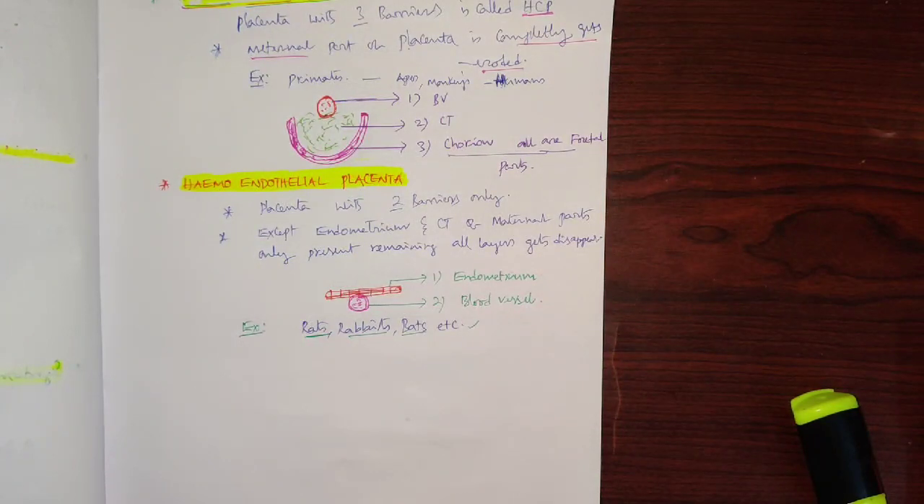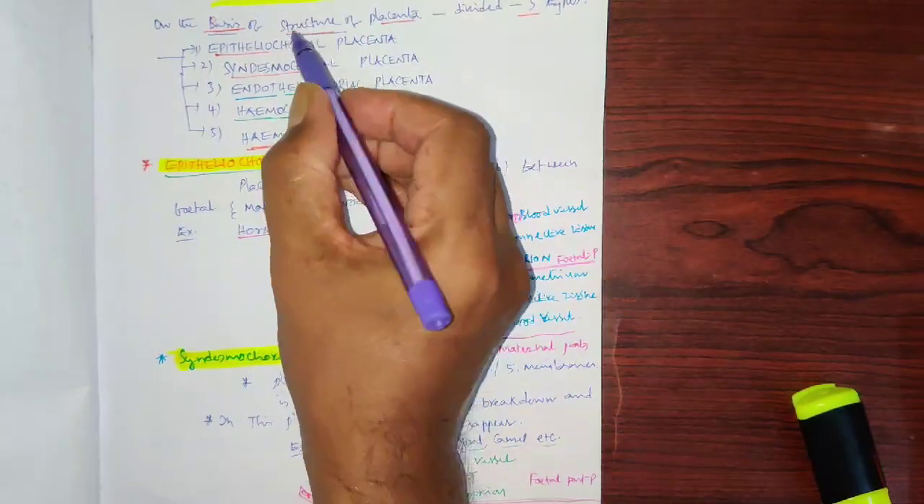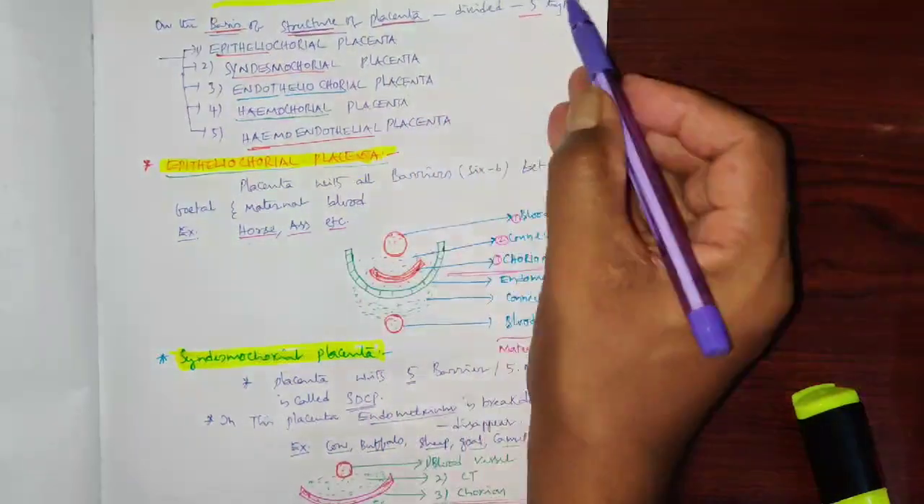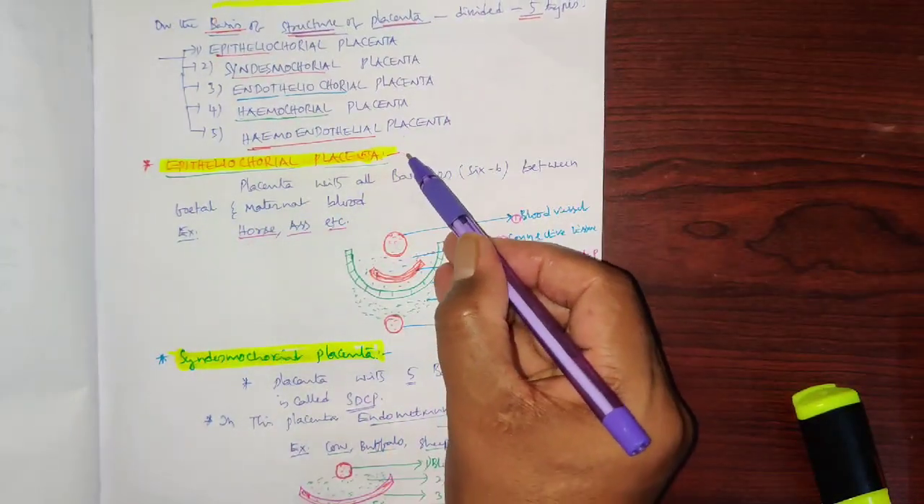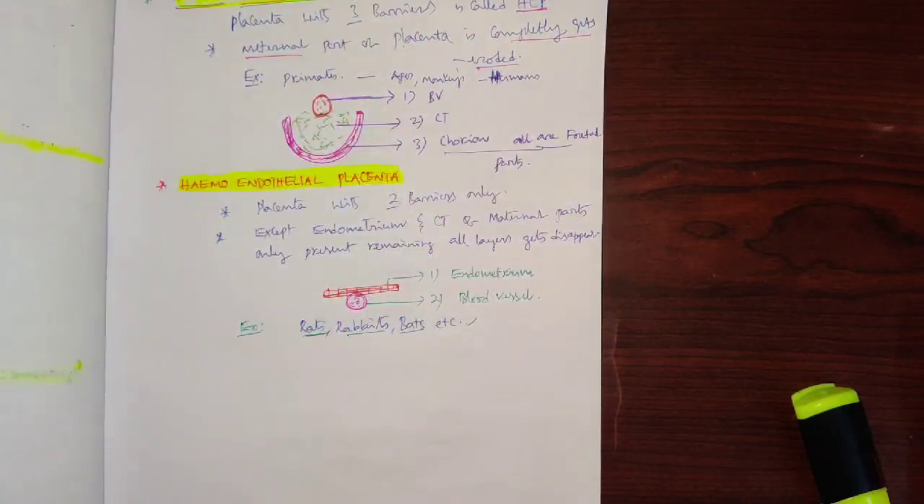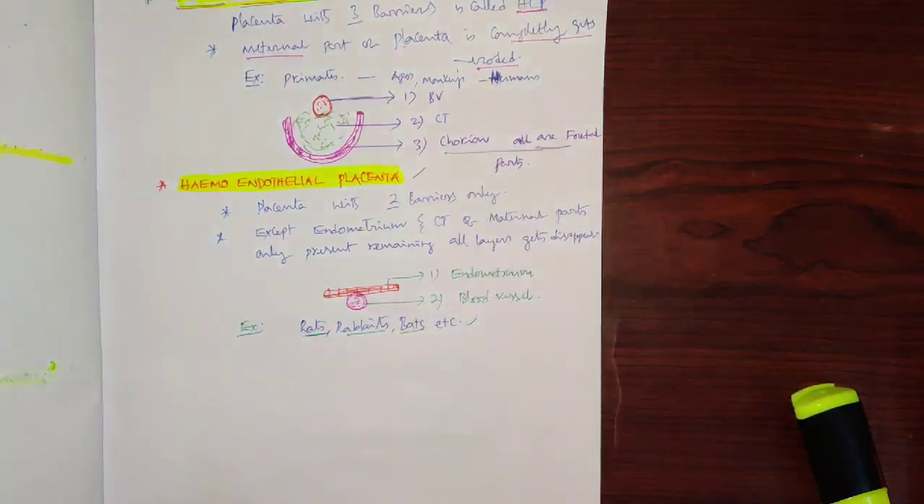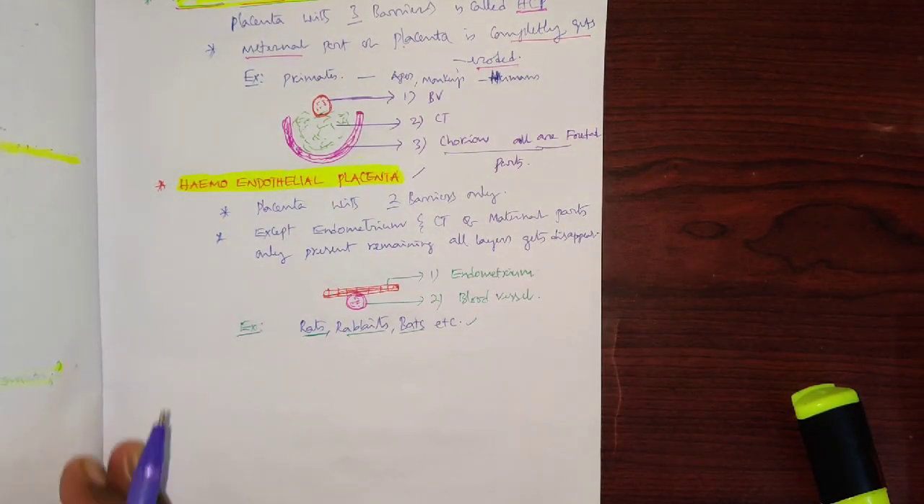So this is hemoendothelial placenta. On the basis of structure of placenta, placenta is divided into 5 types: epitheliochorial placenta, syndesmochorial placenta, endotheliochorial placenta, hemochorial placenta, and the last one is hemoendothelial placenta.